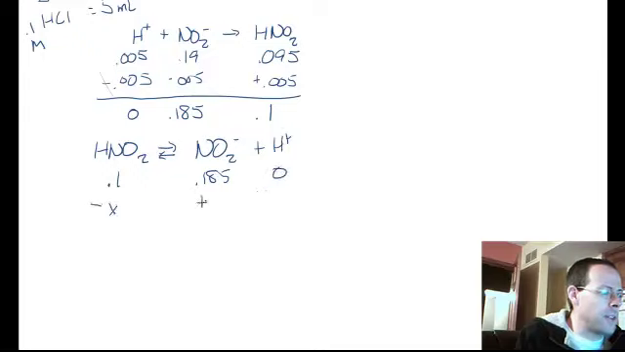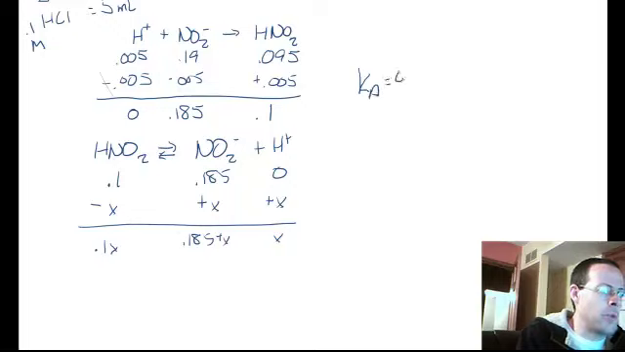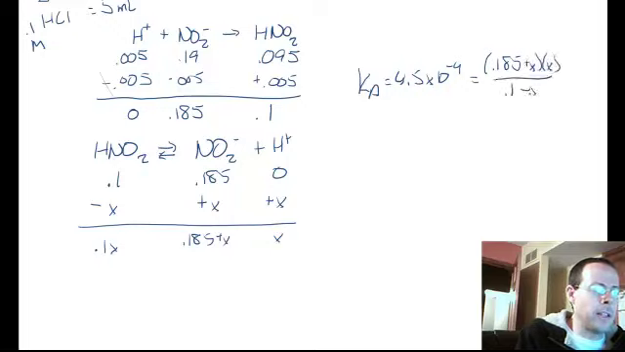This is going to change minus x, plus x, plus x. And then at equilibrium we have 0.1 minus x, we're going to have 0.185 plus x, and we're going to have x. So again, it's the two-step problems that we had in our titrations. So now we can solve for Ka again. And again, Ka is 4.5 times 10 to the negative fourth, and that is going to equal 0.185 plus x times x, all divided by 0.1 minus x.